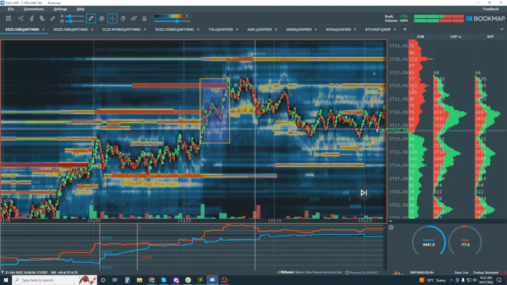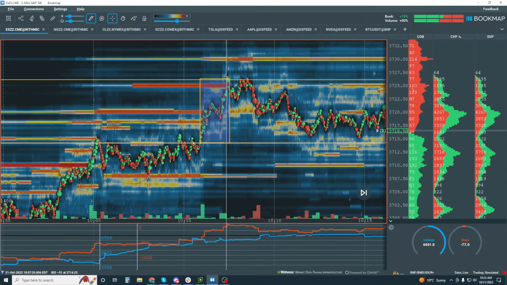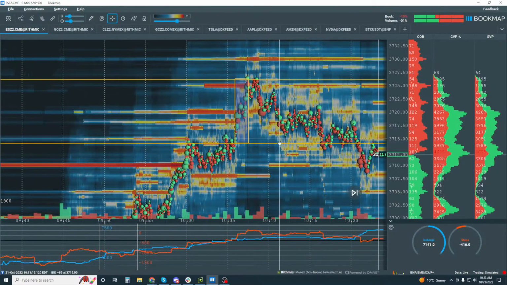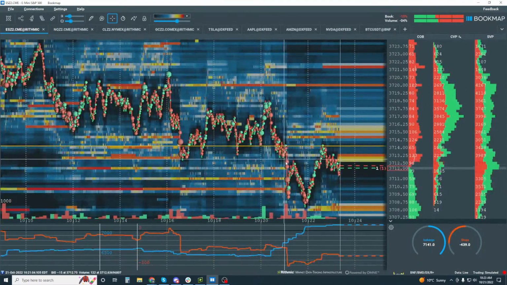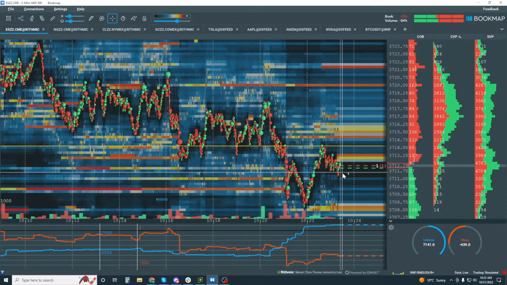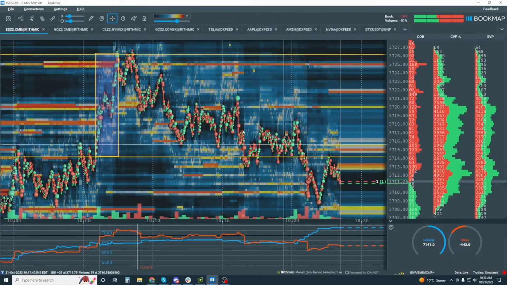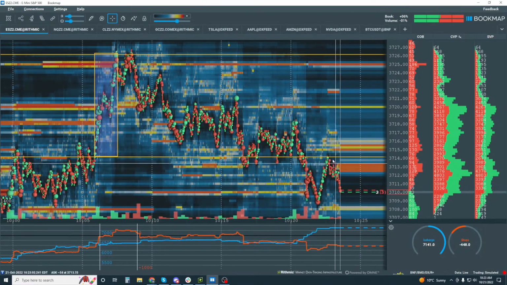Let's mark it up here and here. Okay, so we're looking for the break of this zone in here, and it's just breaking it now. All right, great. So now we get a lot of sellers down here. Yeah, we are. All right, so then maybe this creates a new zone. This is a break of a balance area here, and now we're seeing sellers come in.